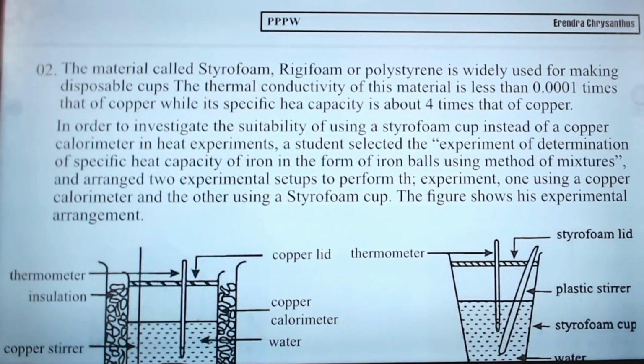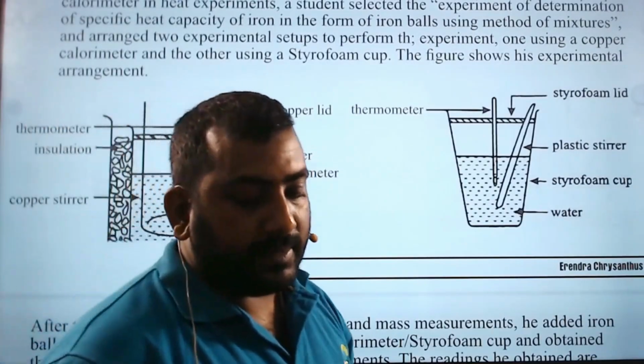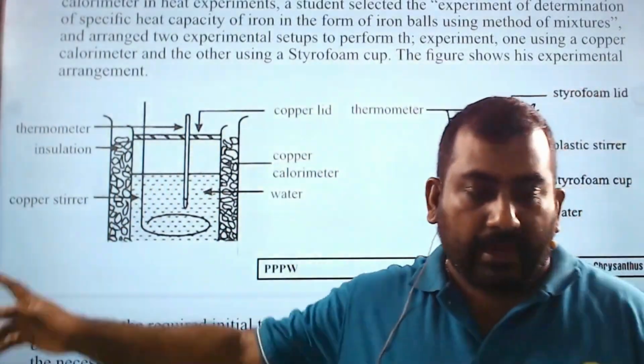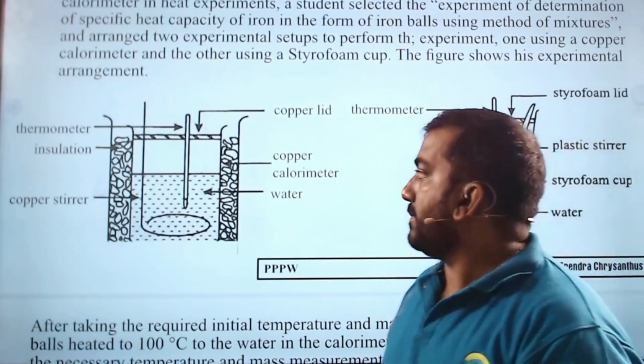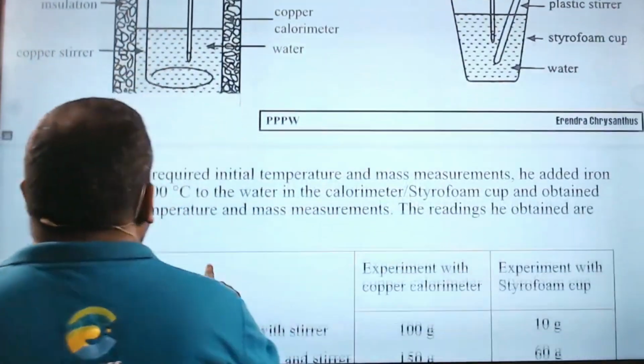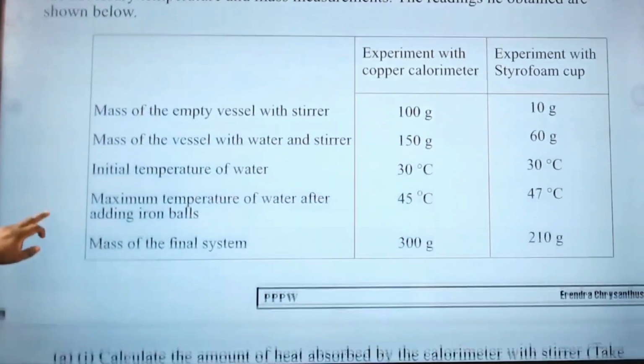of iron balls using the method of mixture and arranged 2 experimental setups to perform the experiment, one using copper, one using styrofoam. So there is going to be a pilot experiment as well. So one is a copper calorimeter, the other is using what? Styrofoam. After taking the required initial temperature and mass measurements, he added iron balls heated to 100 degrees Celsius into the water in the calorimeter and styrofoam and obtained the necessary temperature and mass measurements. So these are your values.